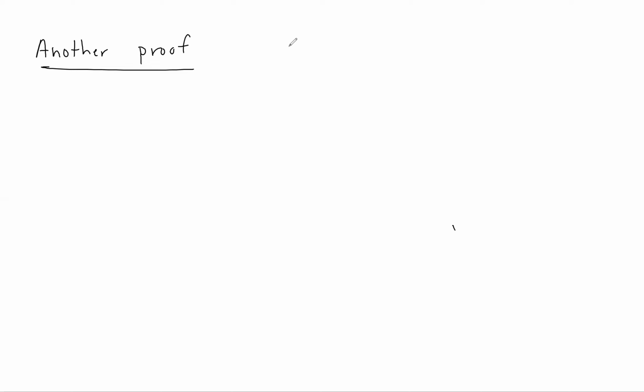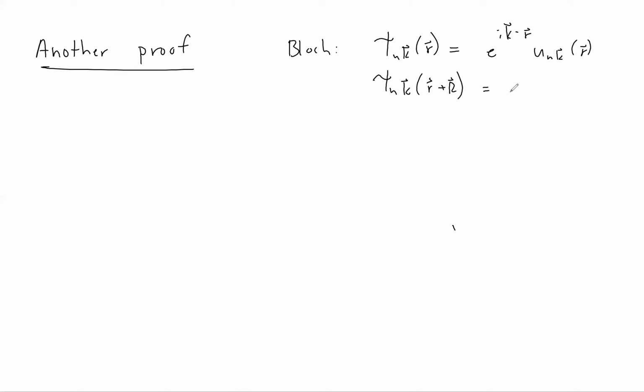Remember what it is that we're trying to prove. We know that the wave function of the Hamiltonian with the periodic potential is equal to a plane wave times some function with the periodicity of the lattice. Alternatively, we can express Bloch's theorem in the following way. If we displace the wave function by a Bravais lattice vector big R, the result is e to the i k dot R times psi at r.